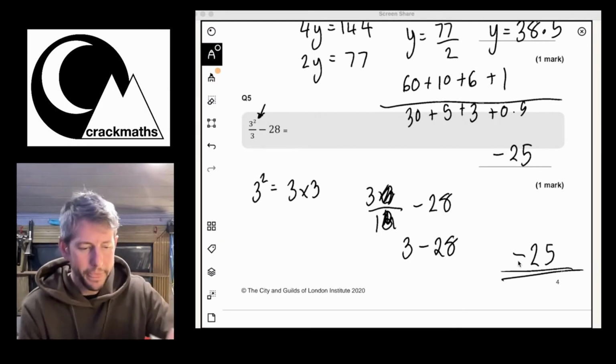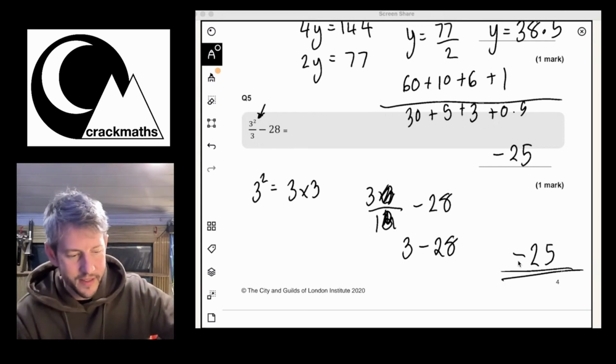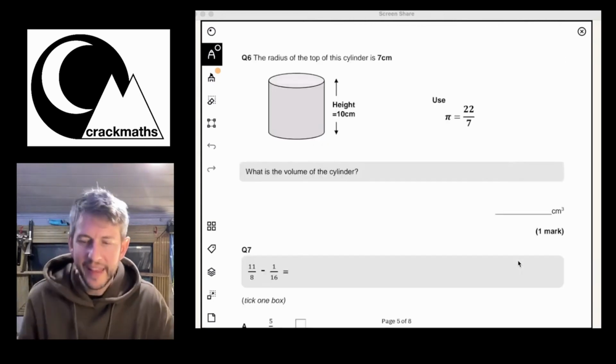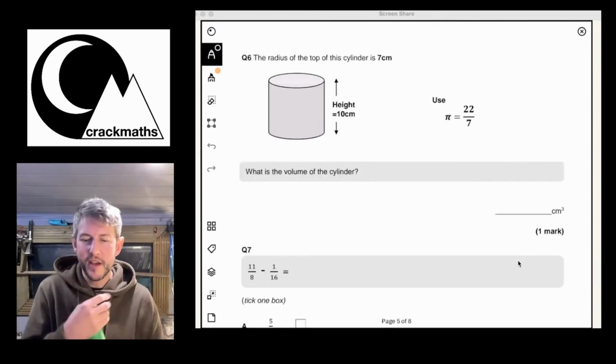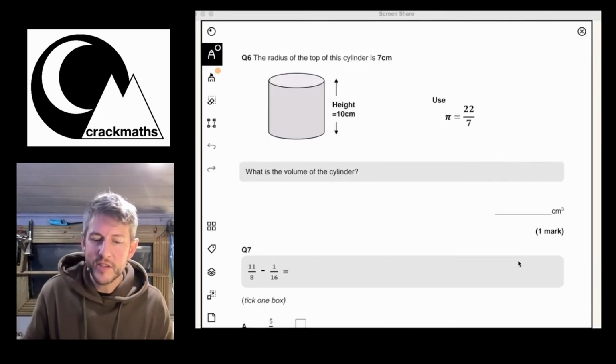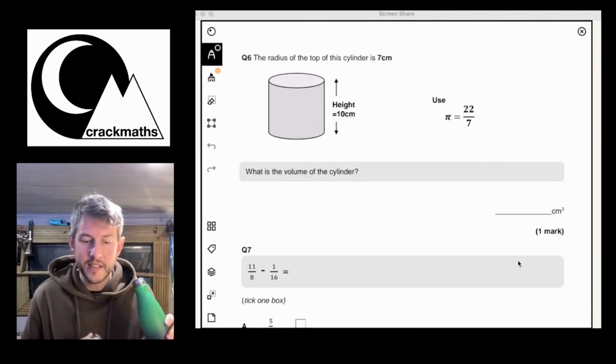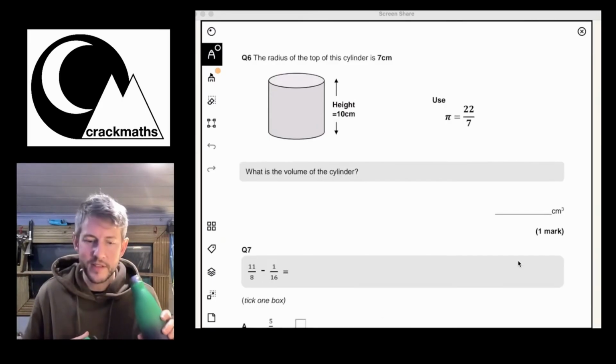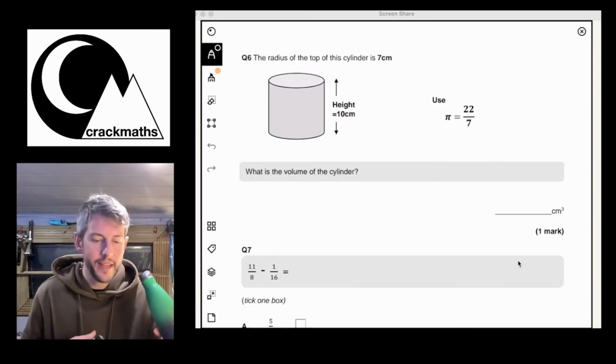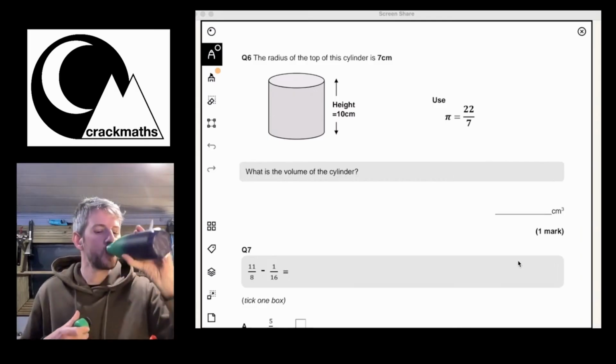Right, let's go on to question 6. Here we go, we've got question 6 here, and it says the radius of the top of this cylinder is 7 centimetres. Use pi equals 22 over 7.